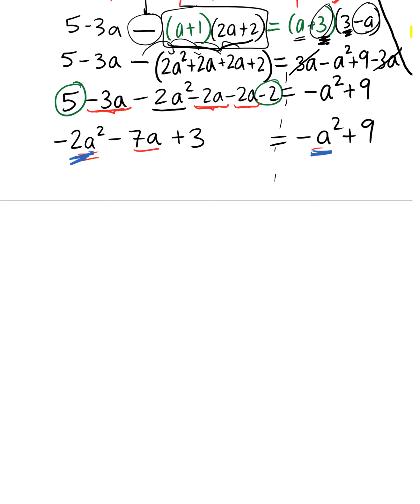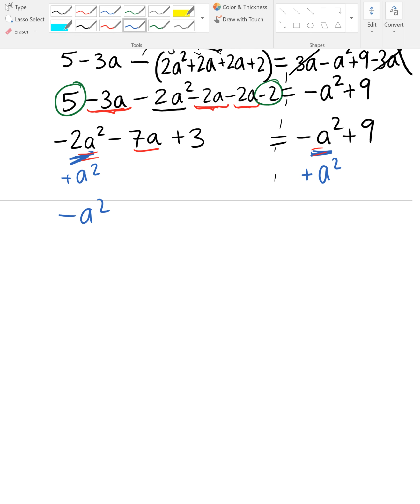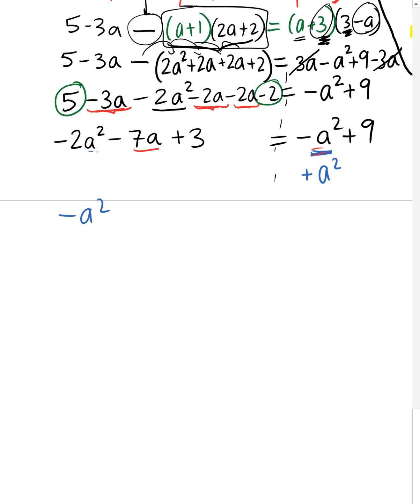Well, imagine, what if I move this a squared over here? I'd add it because it's negative. But here, if I move it, okay, what's that? Negative 2a squared plus a squared, it's still negative a squared. That's not good because it's negative. I think I want to move everything the other way. I'm going to move everything from the left side to the right side. And because if I move that 2a squared, I'd add it.